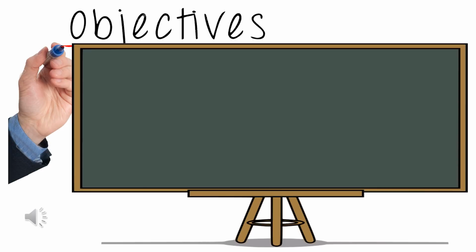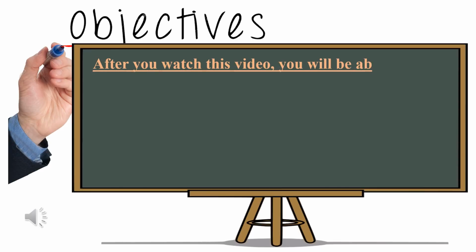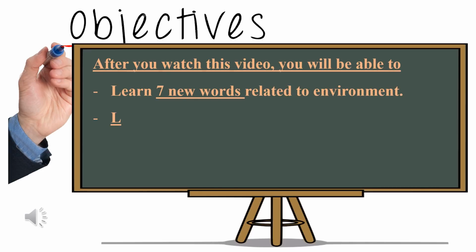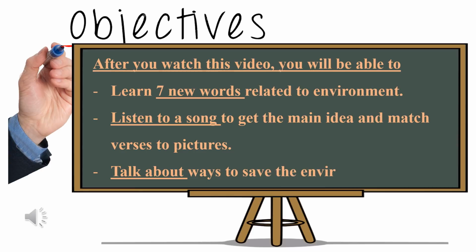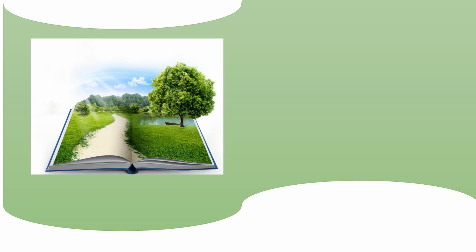We have three objectives. After you watch this video, you will be able to learn 7 new words related to environment, listen to a song, and get the main idea and match verses to pictures, and finally talk about ways to save the environment. Now let's go with the first objective, to learn 7 words related to the environment.